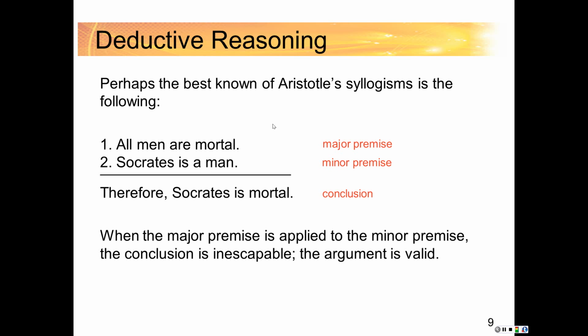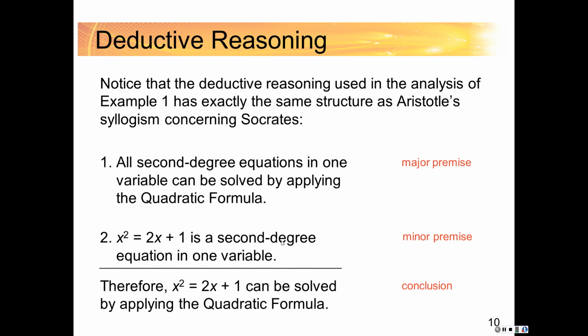One of the best known of Aristotle's syllogisms would be the statement or the major premise, all men are mortal. The minor premise, Socrates is a man, therefore Socrates is mortal. When the major premise is applied to the minor premise, the conclusion is inescapable. The argument is valid. This is like example number 1 of the quadratic formula, what I talked about before.